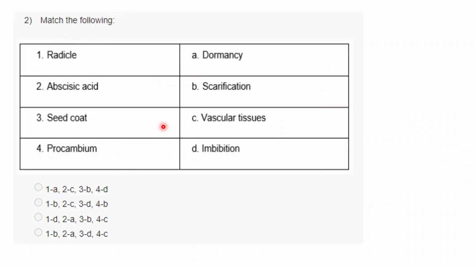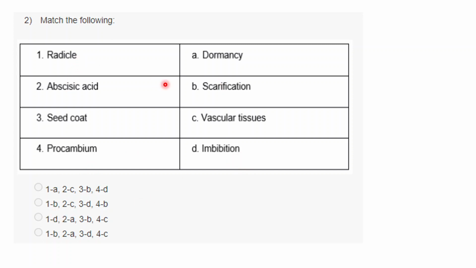This is a match the following question. We have 1, 2, 3, 4 matching with A, B, C, D. Now you have to find out which is the correct match. On the left hand side, we have radical, abscisic acid, seed coat, procambium. On the right hand side, we have dormancy, scarification, vascular tissues, imbibition. And the options here are 1A, 2C, 3B, 4D.